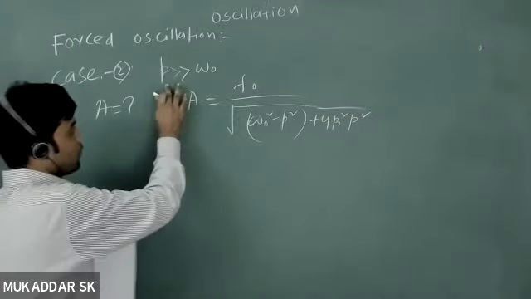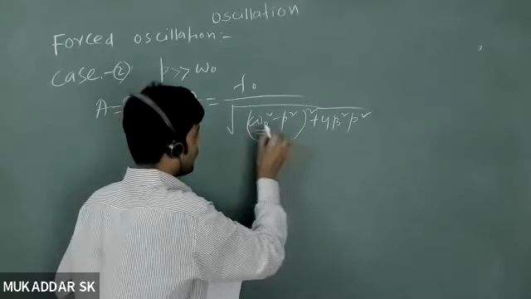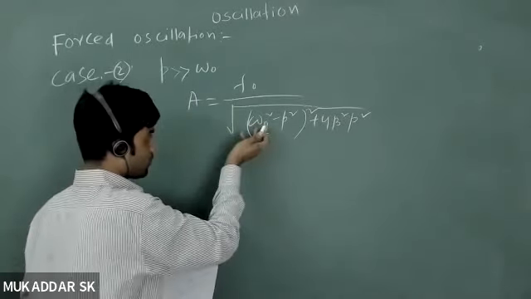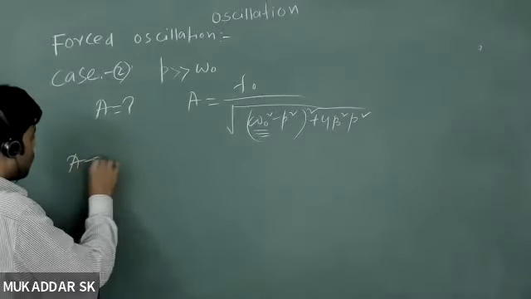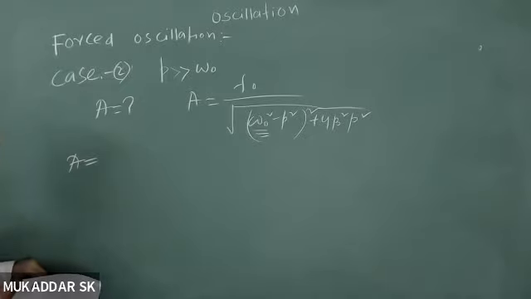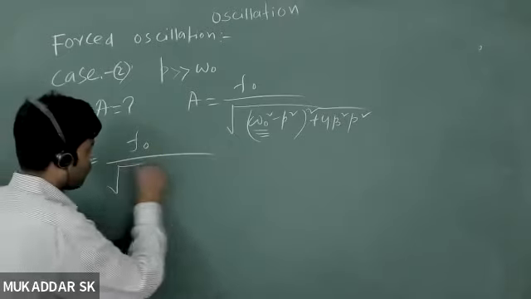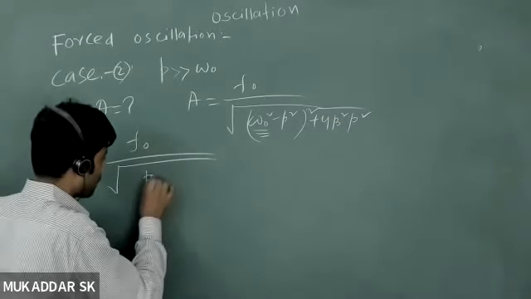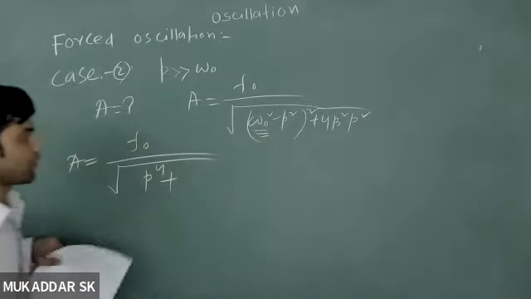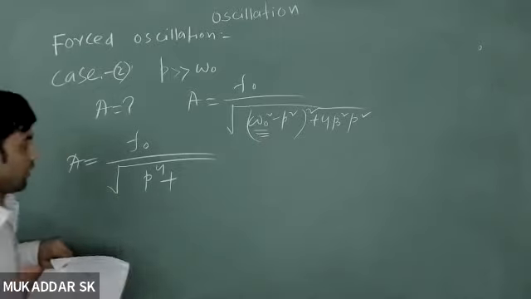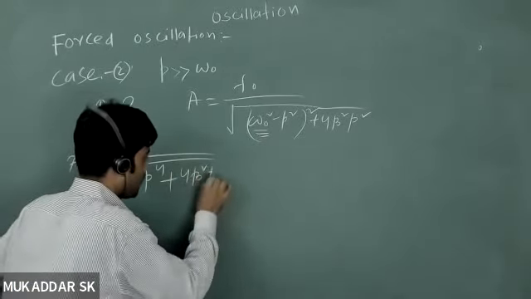Now, of course there is a square here. In that scenario, you can neglect omega naught square because it is so small compared to the driving frequency. So the modified form of amplitude will simply become f naught divided by square root of p की power 4, because I have neglected omega naught and you have minus p square whole square. So obviously it will become p की power 4. And the second term you have is 4 beta square p square, right?